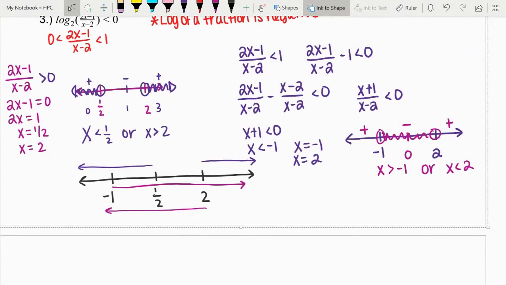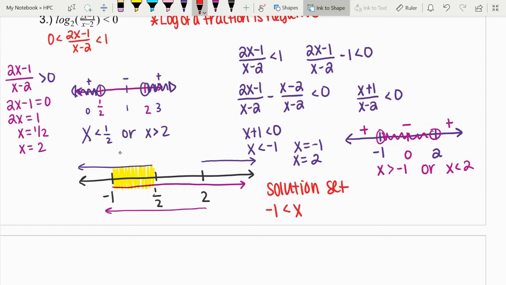Well, we can't have x is greater than 2 and x is less than 2. That doesn't make sense. So the only area that overlaps that satisfies all of these inequalities is going to be between -1 and 1/2. So our solution set is -1 is less than x, which is less than 1/2.